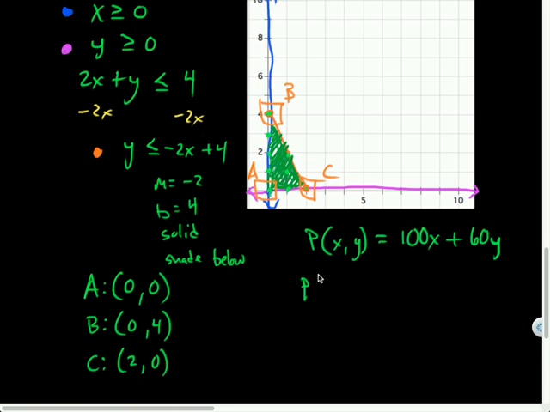So let's figure out what P of 0, 0 is. 100 times 0 plus 60 times 0. What's that going to equal? $0. So chances are, waking up this morning and being like, I don't feel like making any tables or chairs, I'm not going to make any money that day either, right? So it's not going to maximize profit. Maybe that's not the most important thing to me.